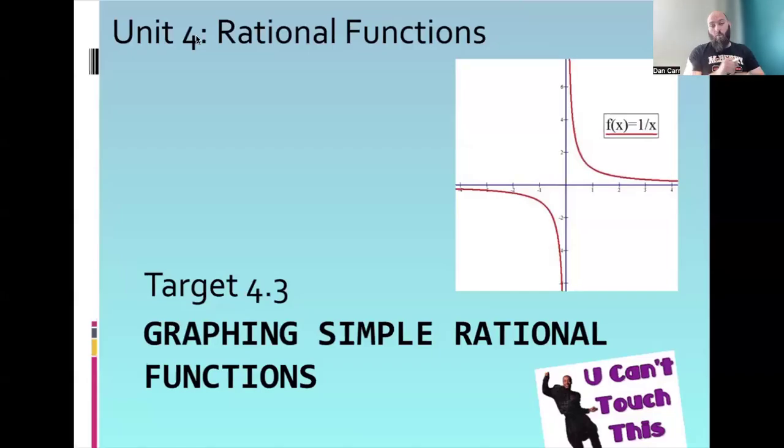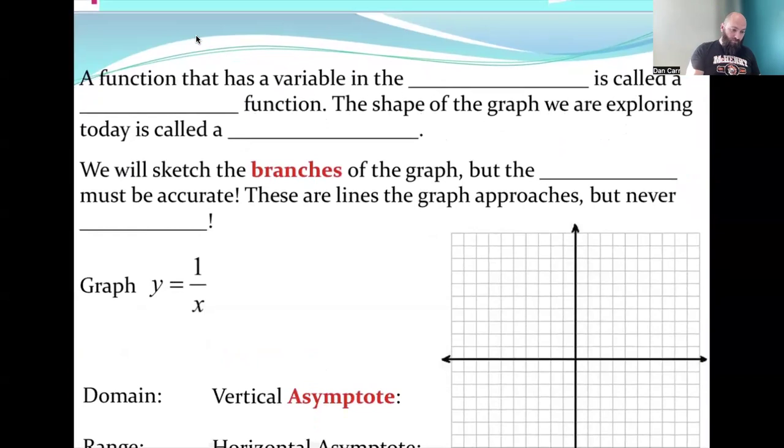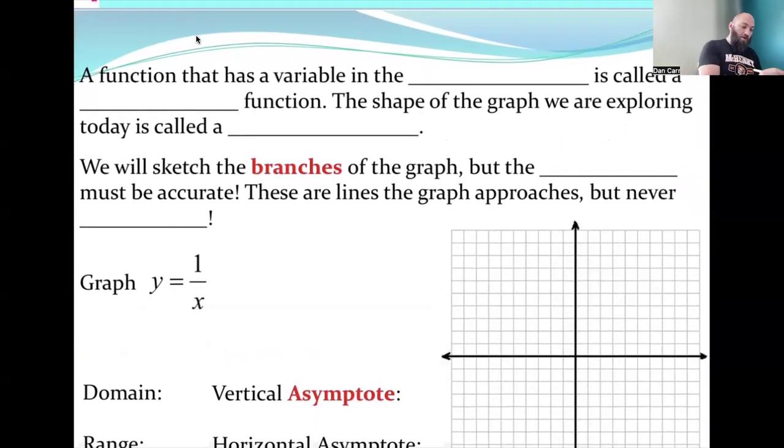Today we'll be looking at 4.3, graphing simple rational functions. So what is a rational function when it looks in terms of the graph? A function with a variable in the denominator is called a rational function. The sketch of the graph we are exploring today is what's called a hyperbola.